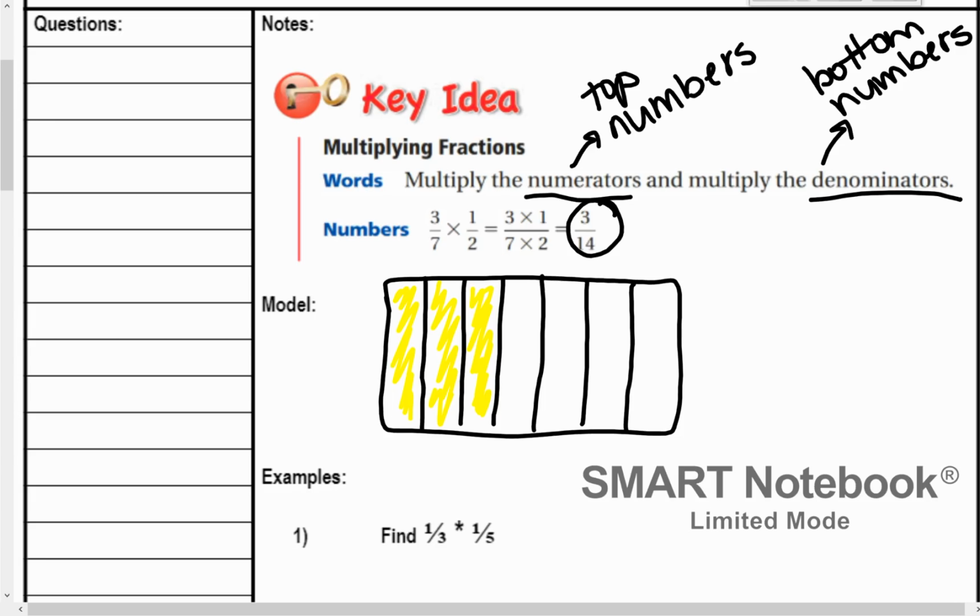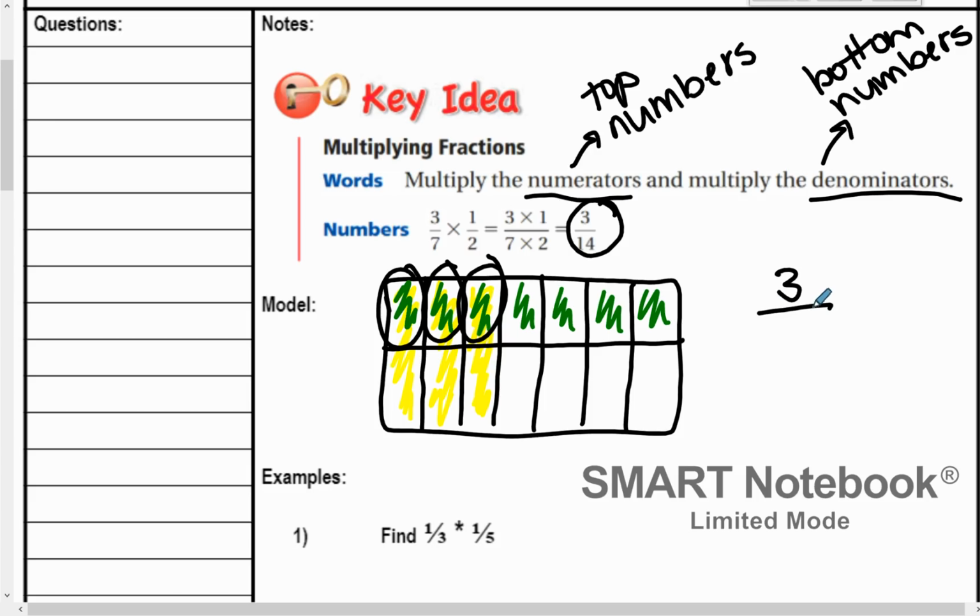Our second fraction is 1/2. So now horizontally, we are going to cut this whole entire area model in half. And we only have 1 of those halves, so I'm going to just choose the top one. Now our answer is going to be the pieces that are overlapped in green and yellow. So here we have 1 piece that's overlapped, 2 pieces that are overlapped, and 3 pieces that are overlapped. So our numerator is going to be 3.